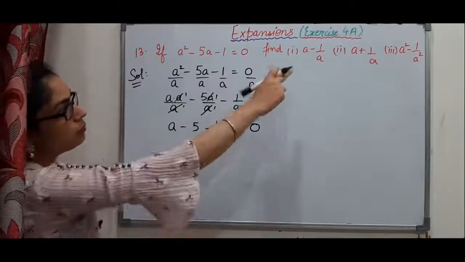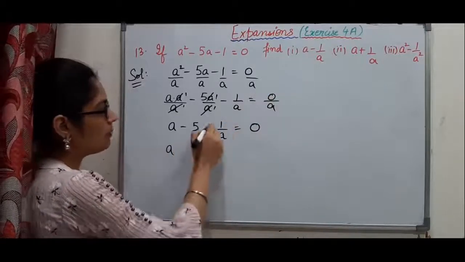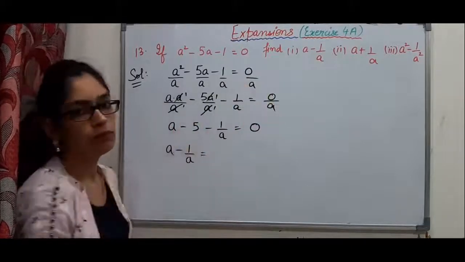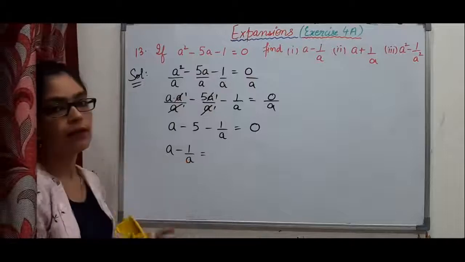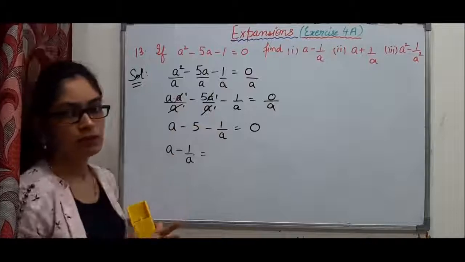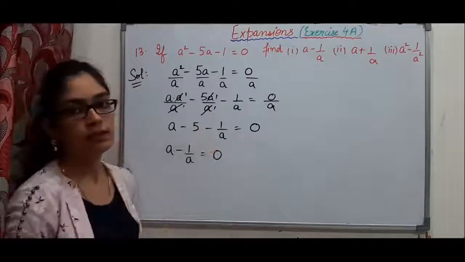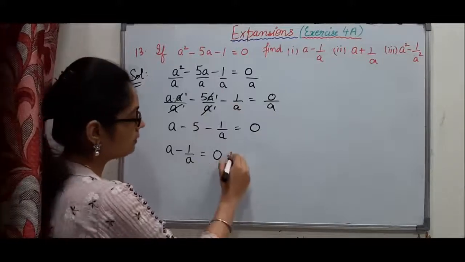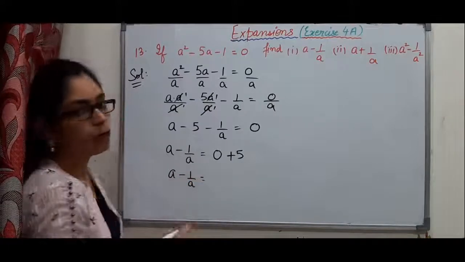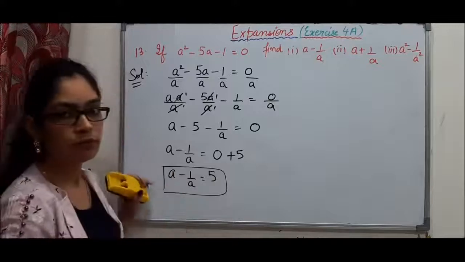Now we need, in the first part, a minus 1 by a. Because I need this one, I will shift minus 5 to the other side. Only this much I need, so I will keep this on this side and the remaining term, only minus 5, I will shift to the other side. Minus 5 on changing the side will change to plus 5. So a minus 1 by a is equal to 0 plus 5, which is 5.